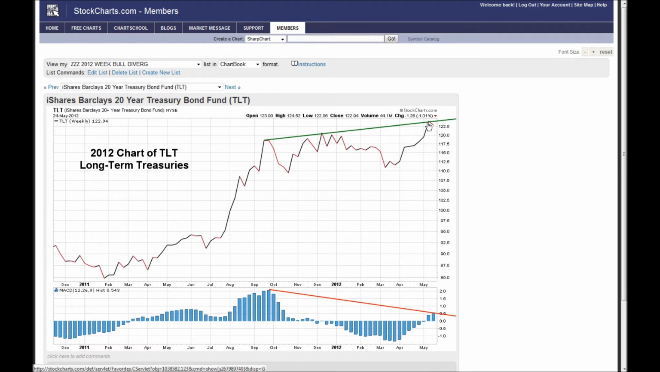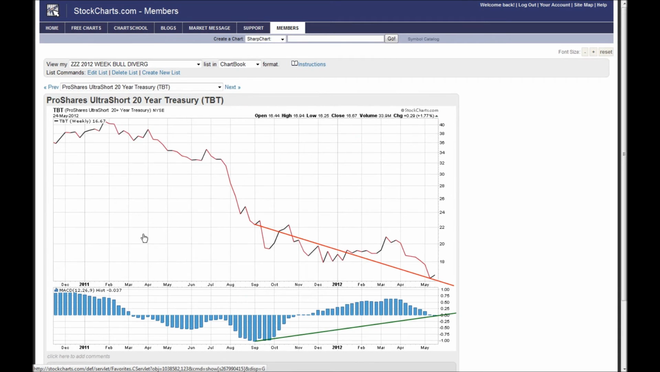Price makes a higher high, and you can see the indicator makes a lower high. The slope of this line for price is up. The slope of this line is down. This is a pretty pronounced bearish divergence that says be open to a reversal in Treasuries, and if Treasuries are going to reverse in a bearish manner, that would tend to be bullish for the euro, it would tend to be bullish for commodities, bearish for the dollar, and bullish for stocks.